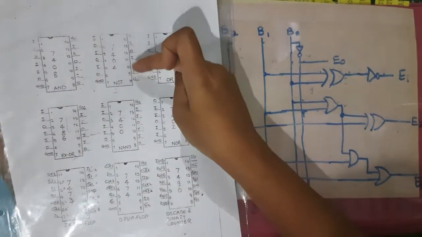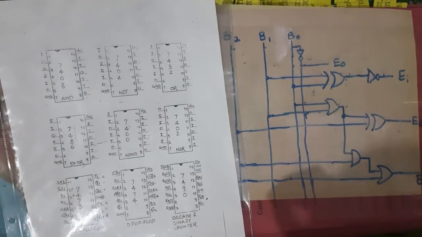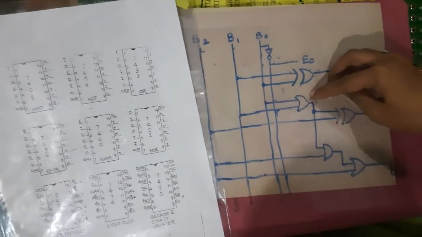1, 2, 3, 4, 5, 6. 6 NOT gates mounted in each IC. So looking at this scenario, it is clear that for this implementation one XOR gate IC, one OR gate IC, one AND gate IC, and one NOT gate IC is sufficient. Amongst the 4 gates present on each IC, on the XOR gate IC I'll be using only 2. Among the 4 OR gates on the IC I'll be using only 2.